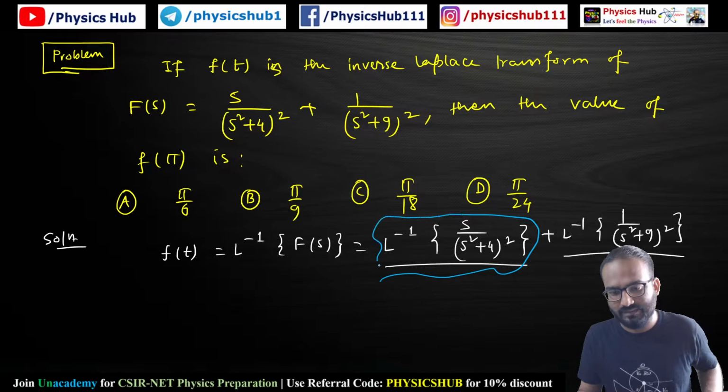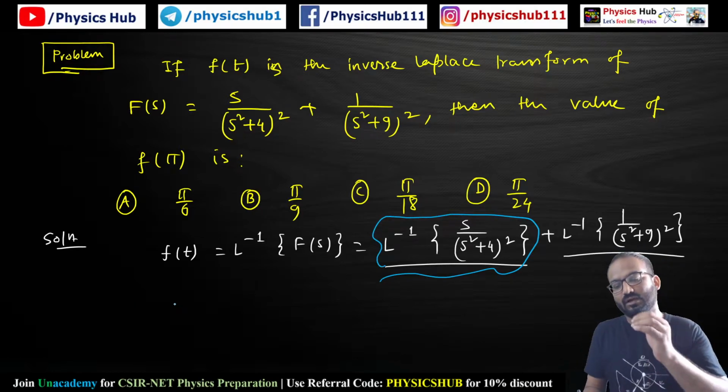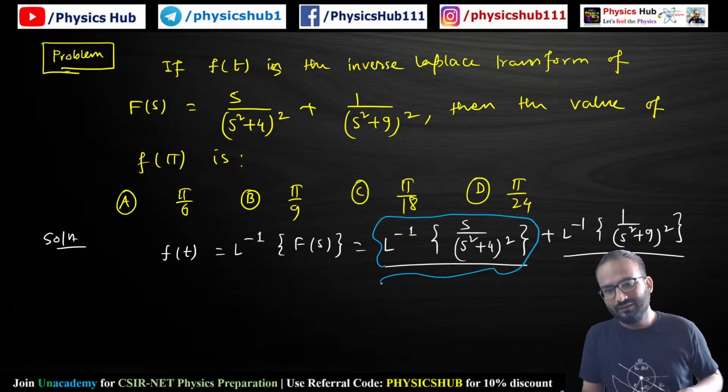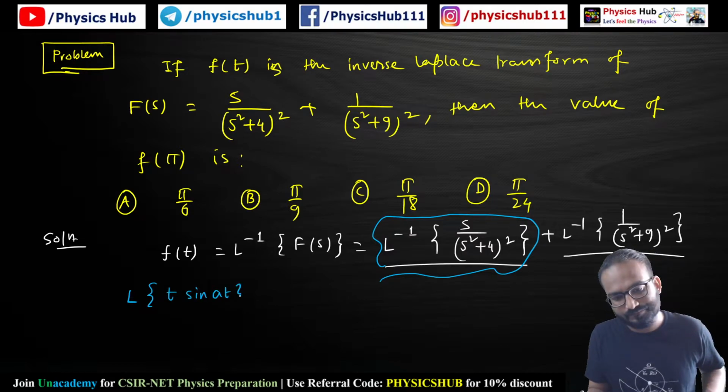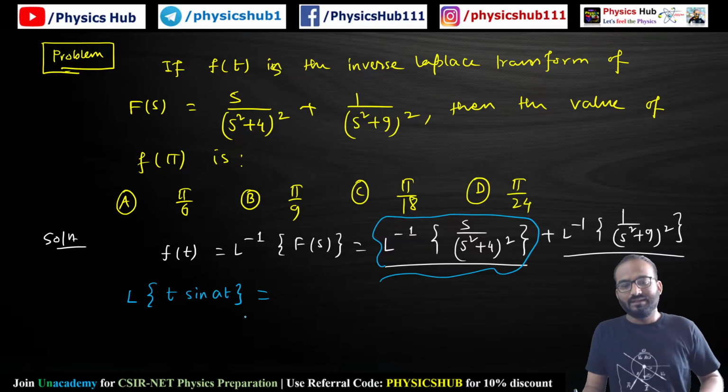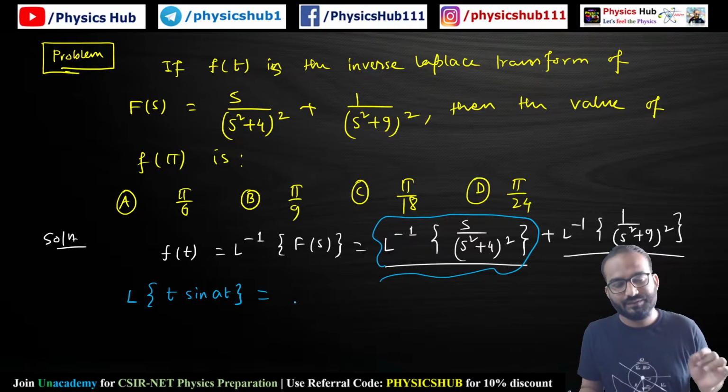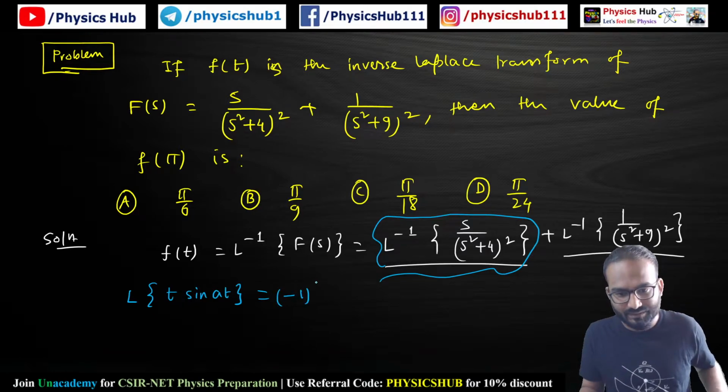Let's take this term first: L inverse of s by (s square plus 4) whole square. So let us try to generalize it. Let's say we are calculating the Laplace transform of t sin at. What will be the Laplace transform of t sin at? As per the formula, the Laplace transform of t to the power n times f of t is minus 1 to the power n, d^n by ds^n, of F of s, and here n equals 1.